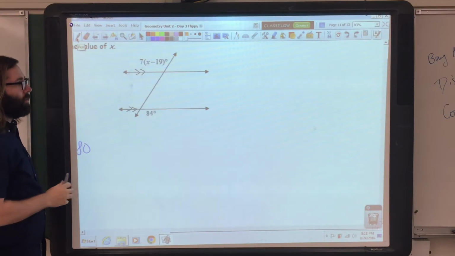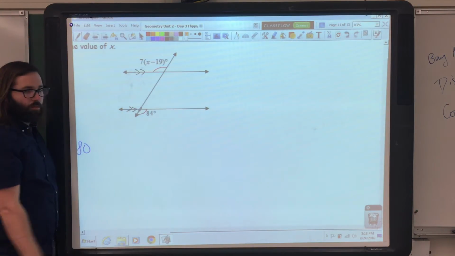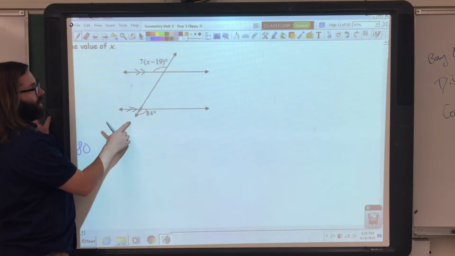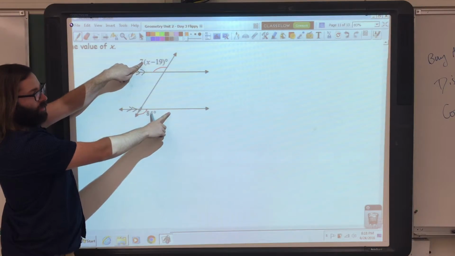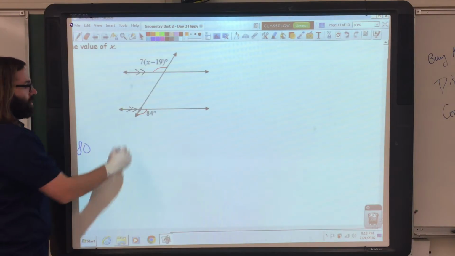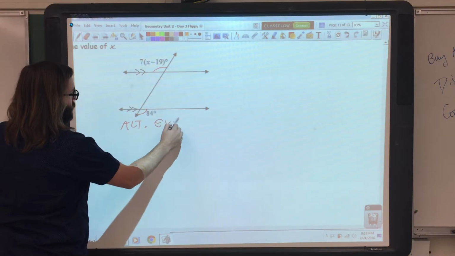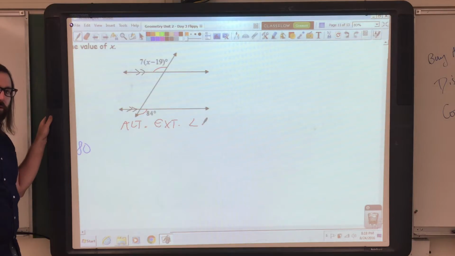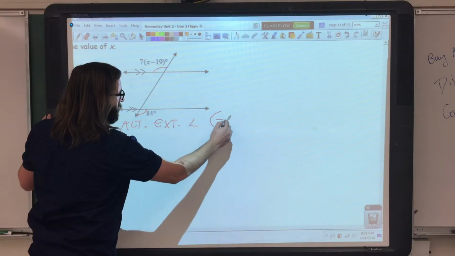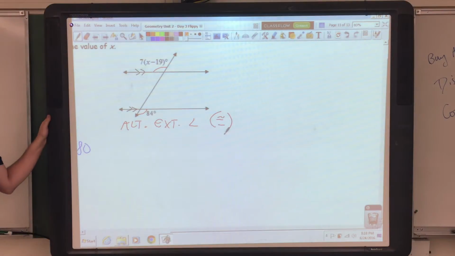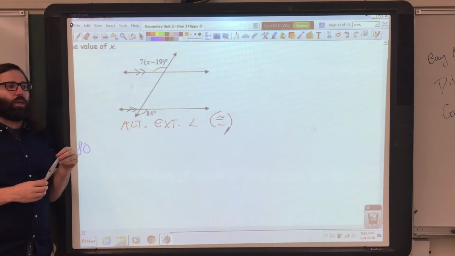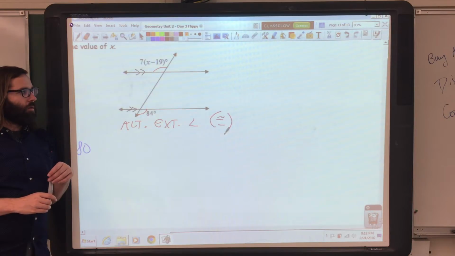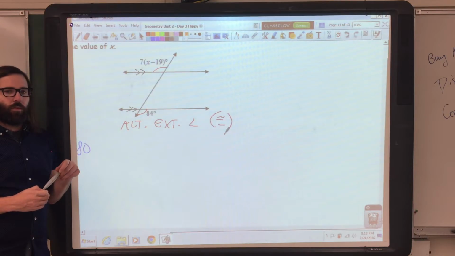Okay, let's take a look at this one. What kind of angles are these? Okay, they are on opposite sides of the transversal and outside of your parallel lines. So these are alternate exterior angles. Now, what do we know about alternate exterior angles? We know that they are congruent. And what does it mean for two angles to be congruent? Okay, that means they are equal.